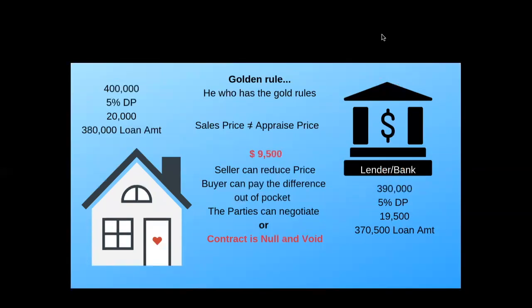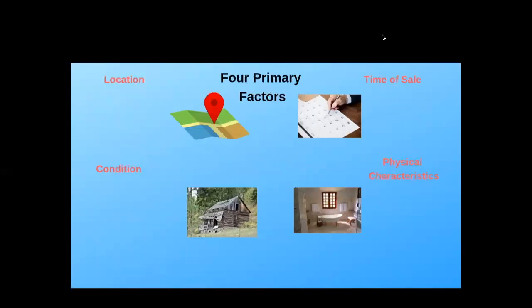What we need to do is make sure this doesn't happen to the best of our ability. There are four primary factors that affect the value of a property. Location. Does it back to a busy road? Does it back to woods? Is it near power lines? Is it close to transportation?